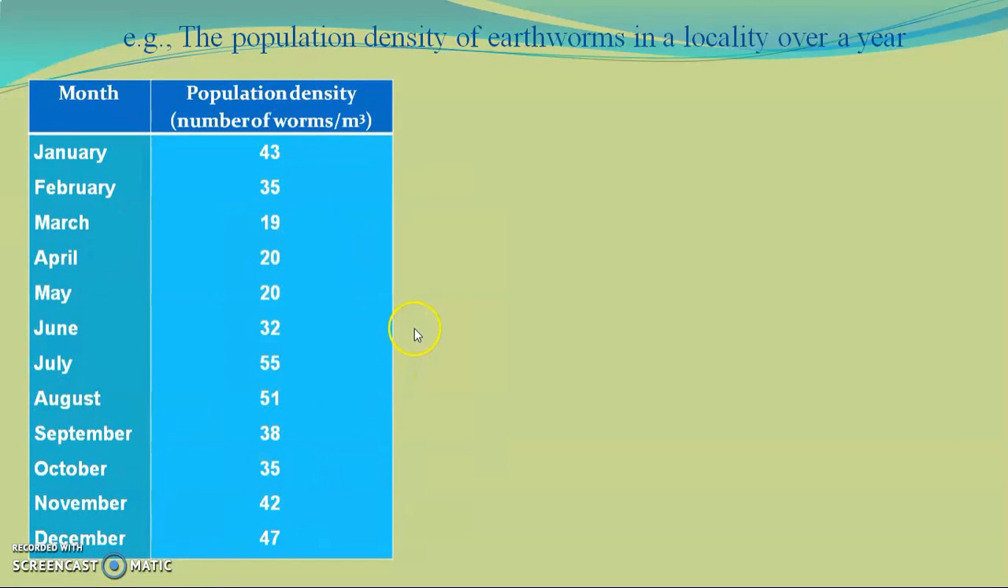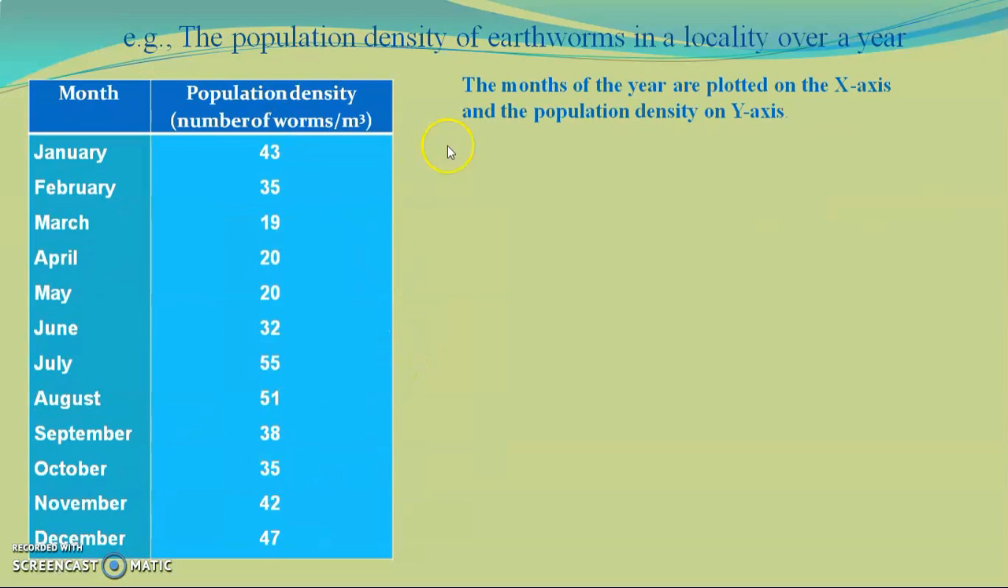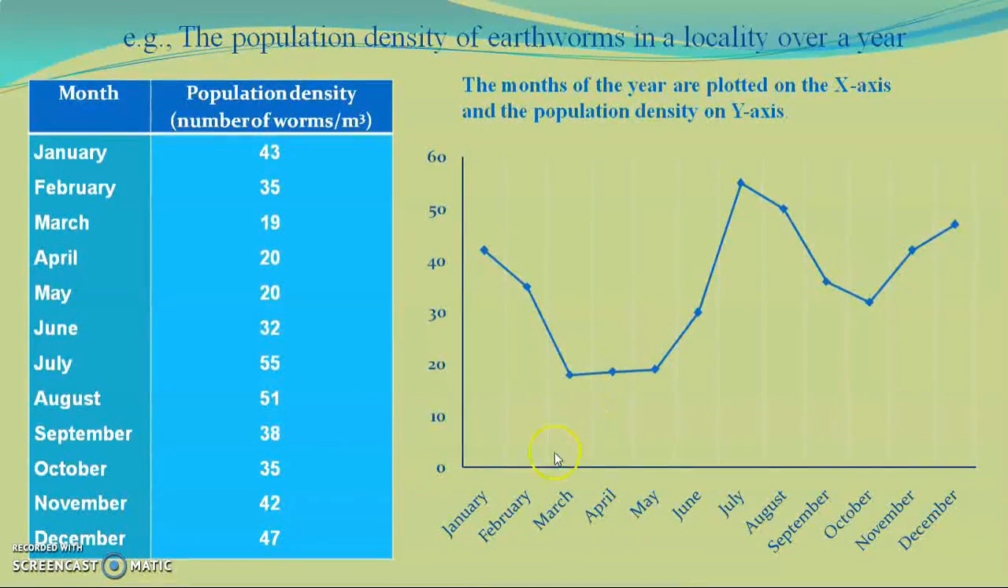We can see an example of a line diagram here. Population density of earthworms in a locality over a year is represented using a line diagram. Here on the x-axis you can see the independent variable, that is the time, which does not depend on any other thing in the world. January will be followed by February only. February will be followed by March only after a particular time period. And March, after 31 days, will be followed by April. So it is independent of anything.